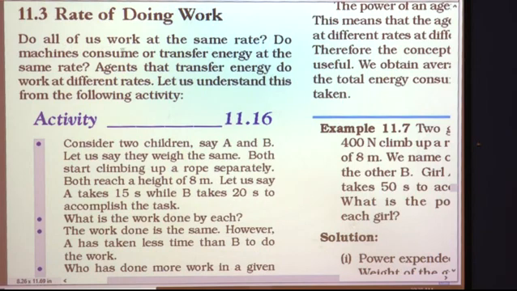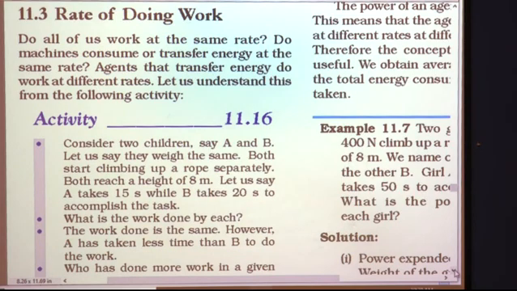After this, let us go to the next concept, that is the rate of doing work. Do all of us work at the same rate? Definitely not. Do machines consume or transfer energy at the same rate? No. Agents that transfer energy to do work do so at different rates. Let us understand this from the following activity.